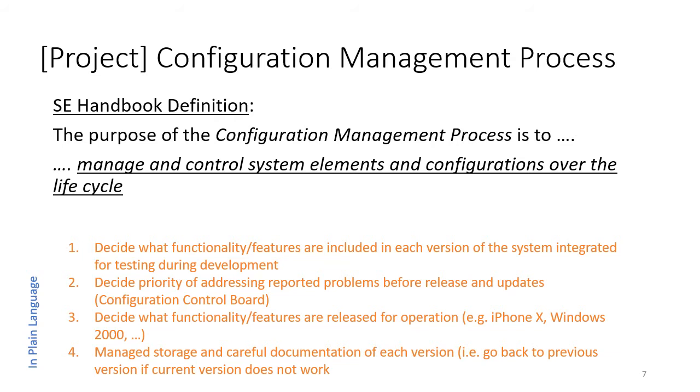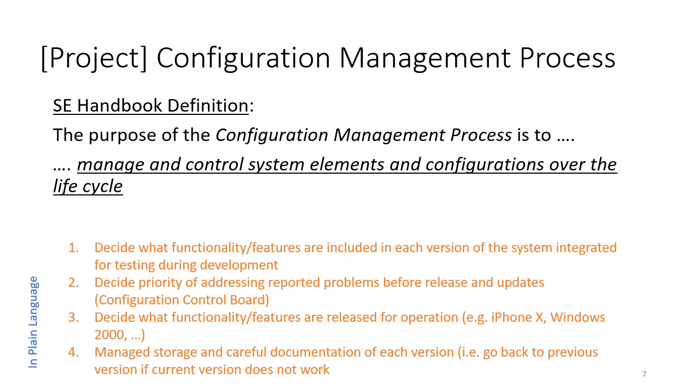To expand on that a little and say it in plain language, the configuration management process decides what functionality and features are included in each version of the system that's integrated for testing and development. If you have multiple vendors developing different subsystems, you'd want to coordinate when these subsystems are integrated together. There's no point in integrating a subsystem that requires inputs from other subsystems that haven't been put into the integrated system yet. So it's the coordination of what goes in when, and more specifically what functionality and features are incorporated. That's the big picture.